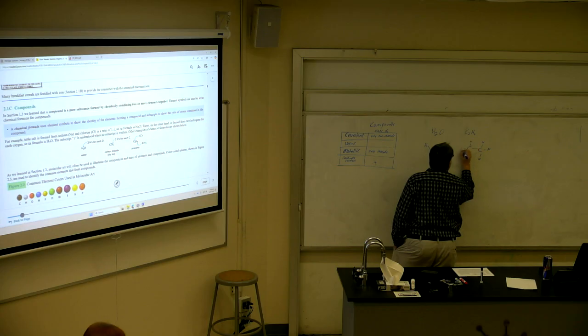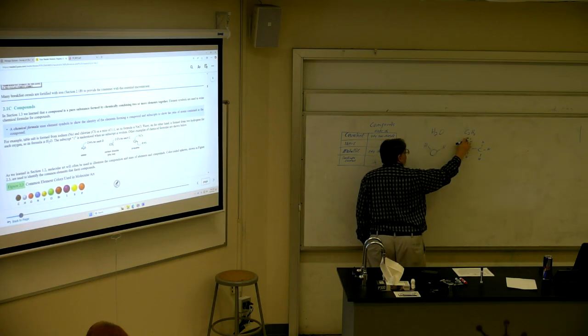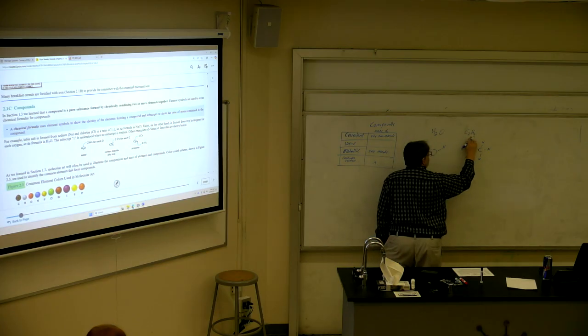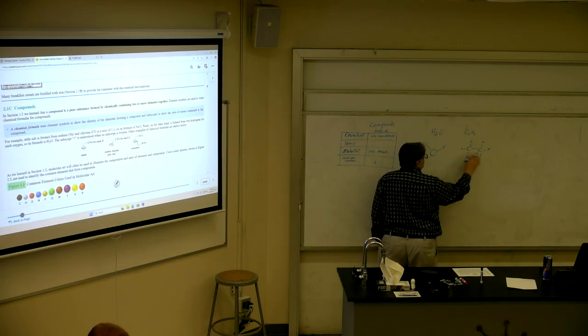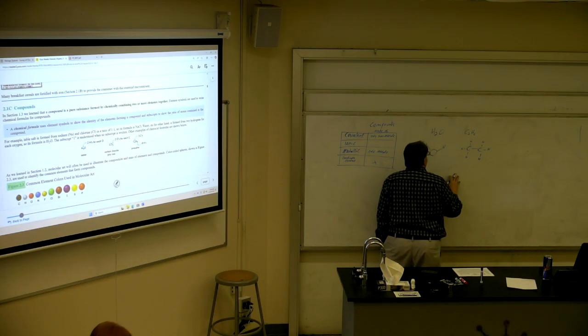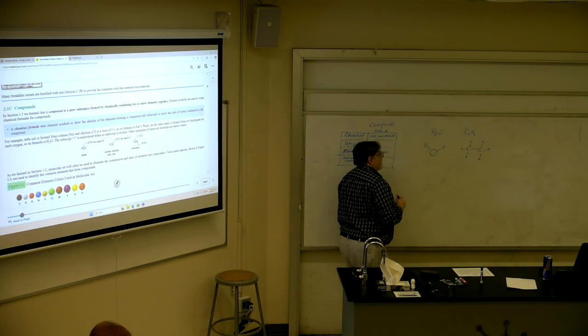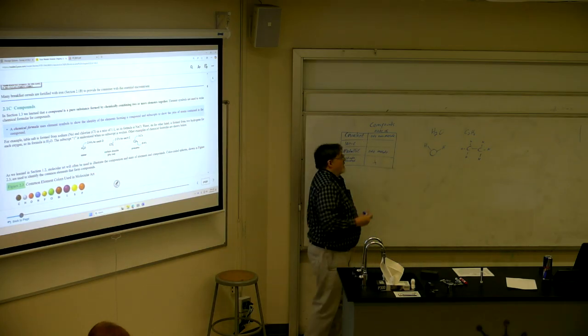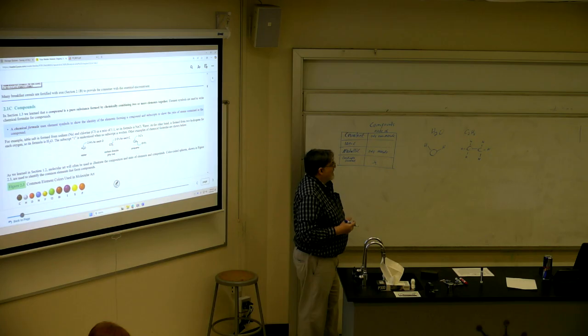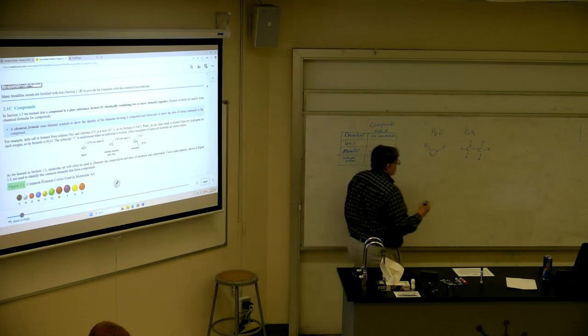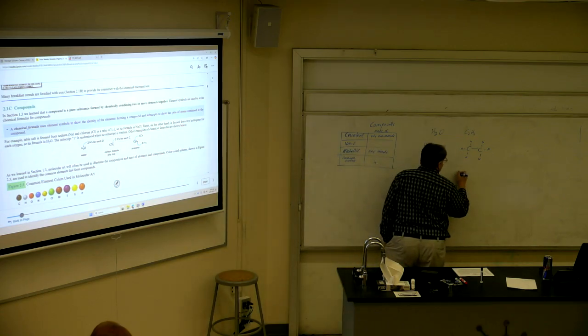C2H6, if I drew the molecule, this is what we call the molecular formula. It tells you what atoms are there and how many are there. So 2 carbons and 6 hydrogens. 1 oxygen and 2 hydrogens, so you've got water and what we would call ethane. But notice those are all nonmetals, and I could go on.